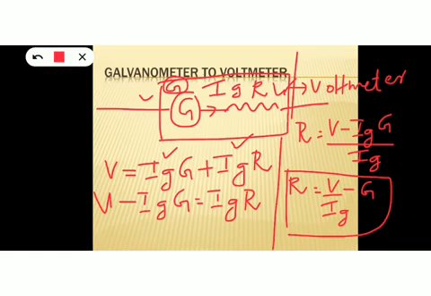For that, just rearrange this expression, bringing IgG to the LHS. So we get V minus IgG is equal to Ig into R, and R equals (V minus IgG) by Ig. Now divide each term by Ig. We get V by Ig minus Ig G by Ig, where Ig cancels, and the remaining term is G. So R equals V by Ig minus G. This is the equation to find the value of the high resistance that should be connected in series with the galvanometer in order to convert it into a voltmeter. Remember this expression, and also remember the shunt resistance expression.